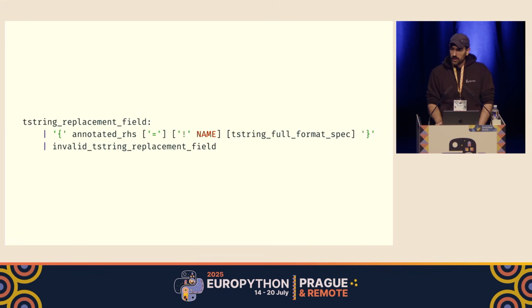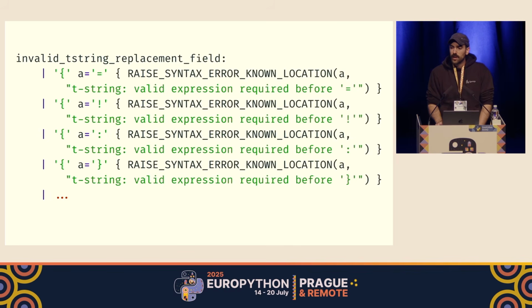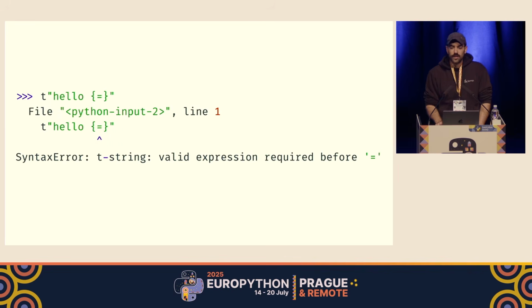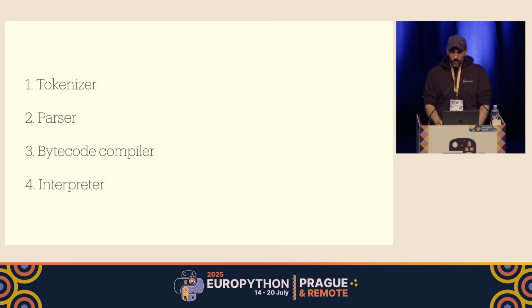One thing that I didn't mention is that we have those kind of invalid rules. Those are rules that actually raise specific error messages in syntax errors. So, for example, if we do something like this, you'll actually get a nice looking error and the caret will show to the correct position. So we do that in different ways. One of the ways is define that in the grammar itself.